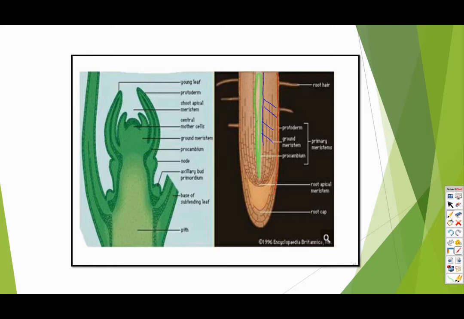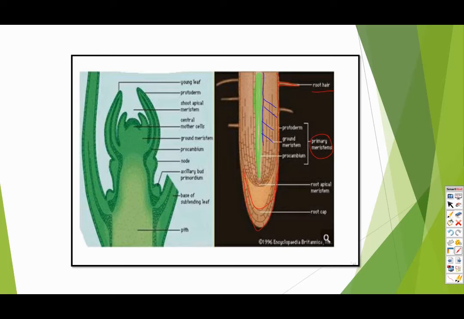So all together, all three are called your primary meristems. What do we call them? Primary meristems. And from the protoderm, you will have your root hair arising. What will you have, children? You will have your root hair arising. Now, of course, the entire root has a protective tissue, nothing but your root cap. So this is the entire structure of your root.